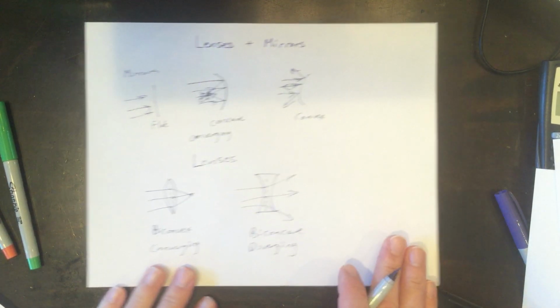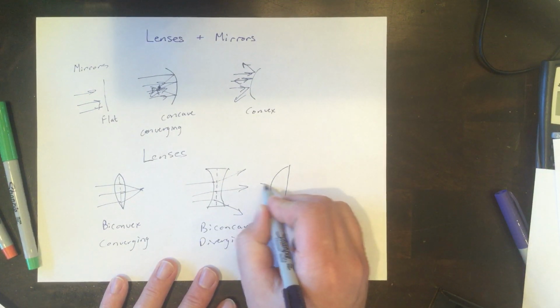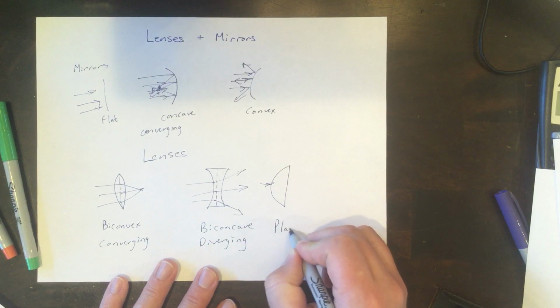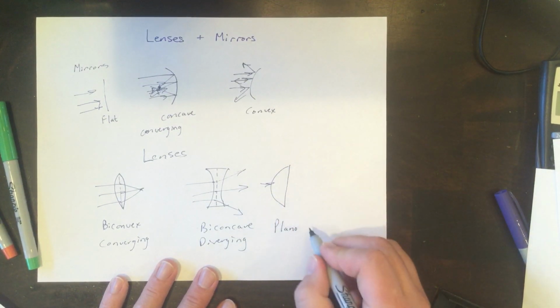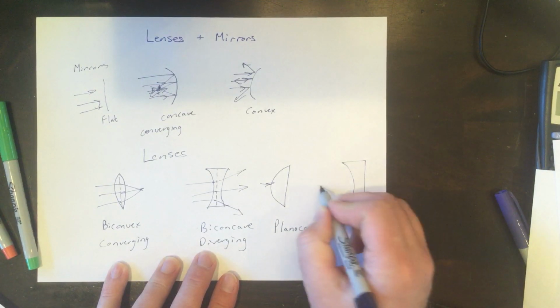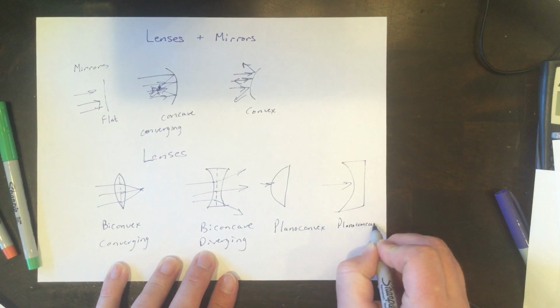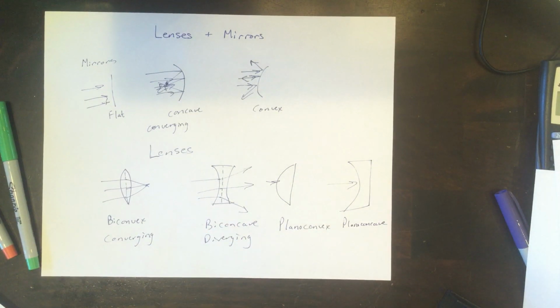Okay. Now we do have some other lenses that we could use. Something like this, if the light rays were coming this way, we call it a plano, meaning plane like a flat side. Plano-convex, and if we had something like this, we'd call it a plano-concave. All right? So that's just the very, very simple basics of lenses and mirrors.